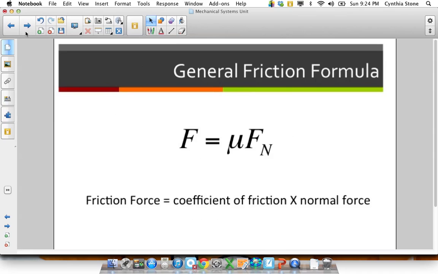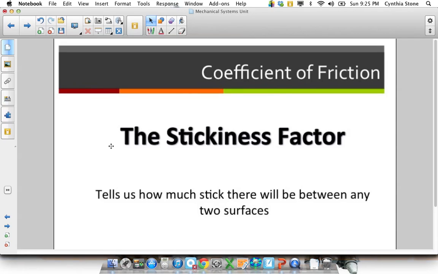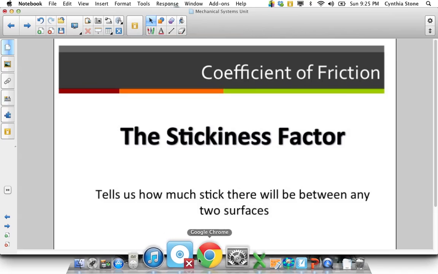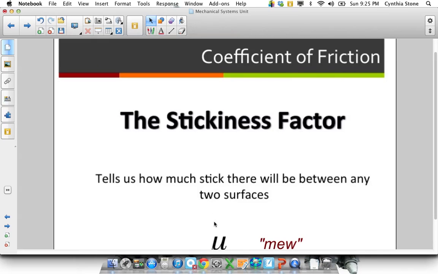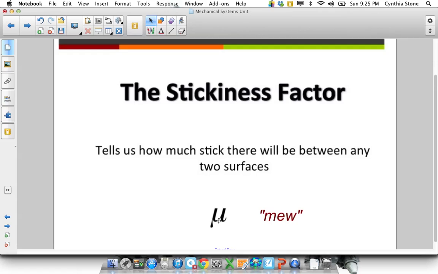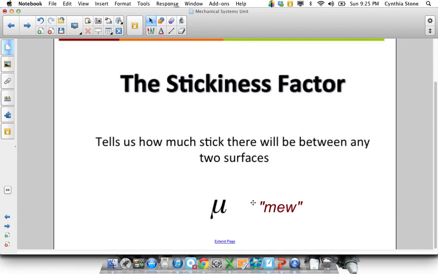And that leads to the equation, which is really the general friction formula. Friction force equals this, called the coefficient of friction, and this is what tells you about the two materials, and then times the normal force. So this coefficient of friction, I call it the stickiness factor, right? And like I say, it just says how much stick there is between any two surfaces. And that's the symbol for it, and you say that as mu.